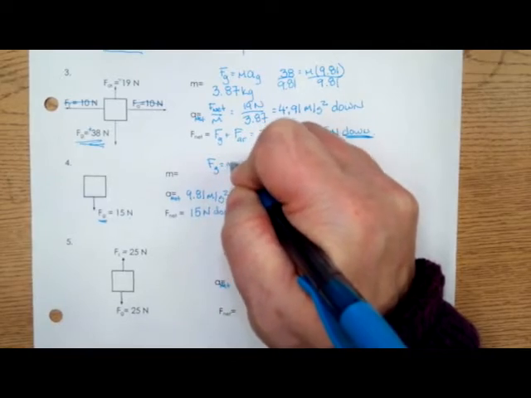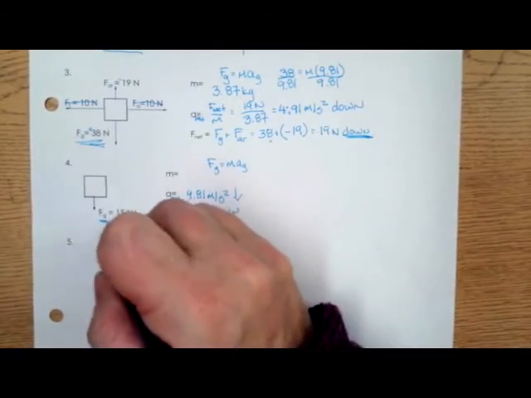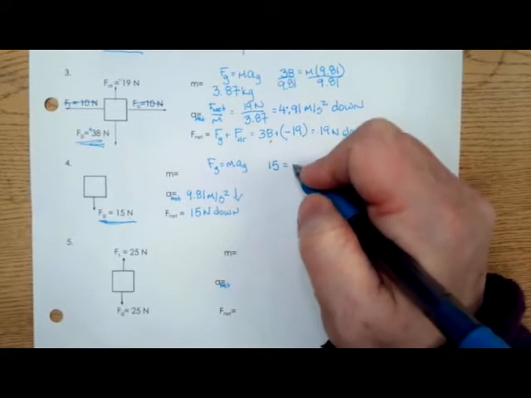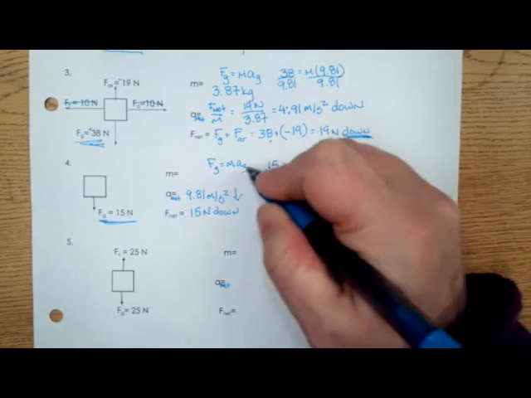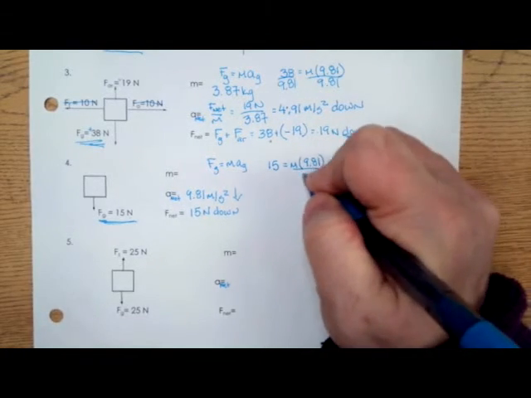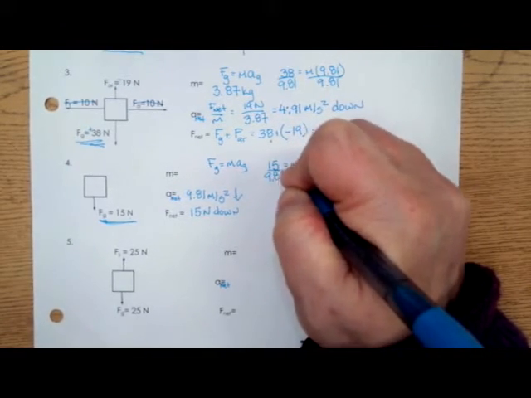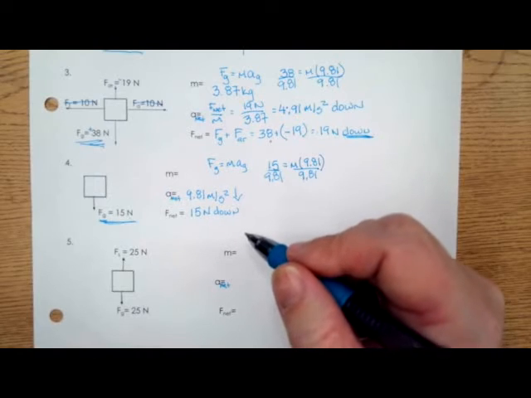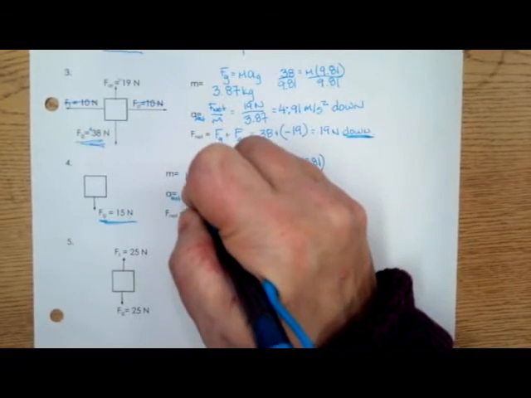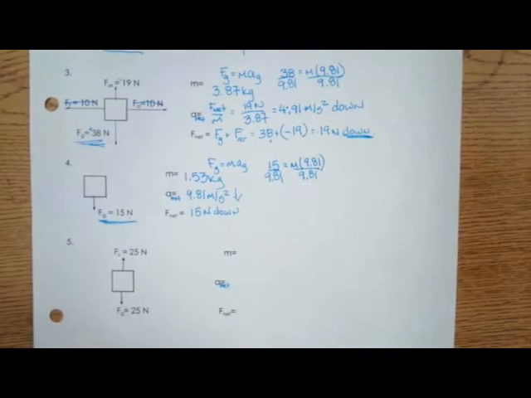And then now we just need to use the Fg equals mass times the acceleration due to gravity. Fg in this problem is 15, so we're going to go 15 equals the mass, which is what we're looking for, times the acceleration due to gravity, 9.81. Divide both sides by 9.81. And you get the lovely number of 1.53 kilograms. There we go.